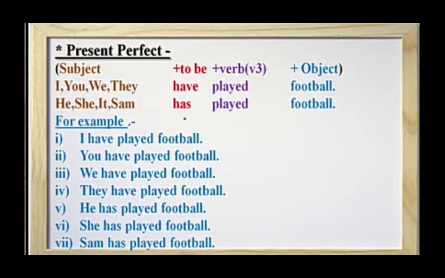Now here helping verb is have, main verb is played, and object is football. So clearly here it is written, examples are here mentioned. I have played football, you have played football, we have played football. In all these examples, we can see that the action has just finished, and here information is being given.